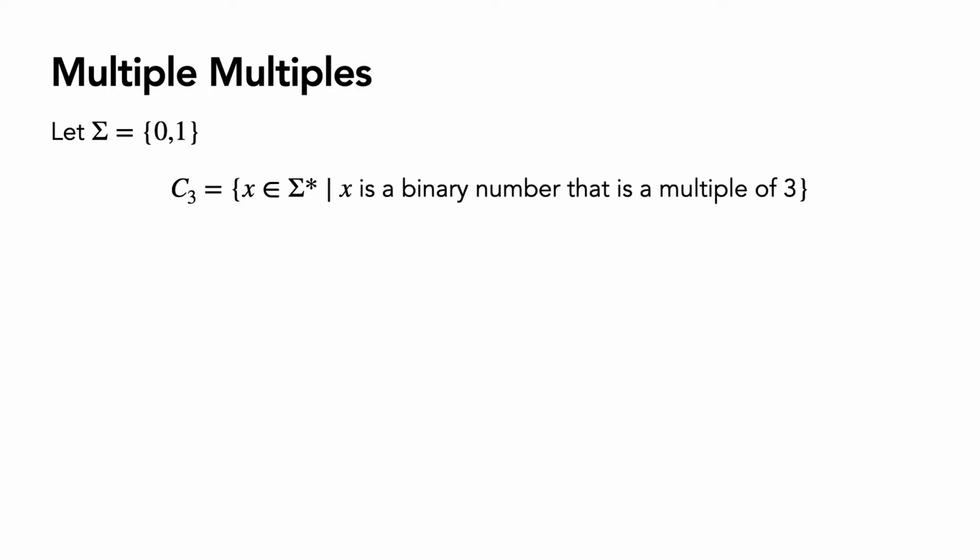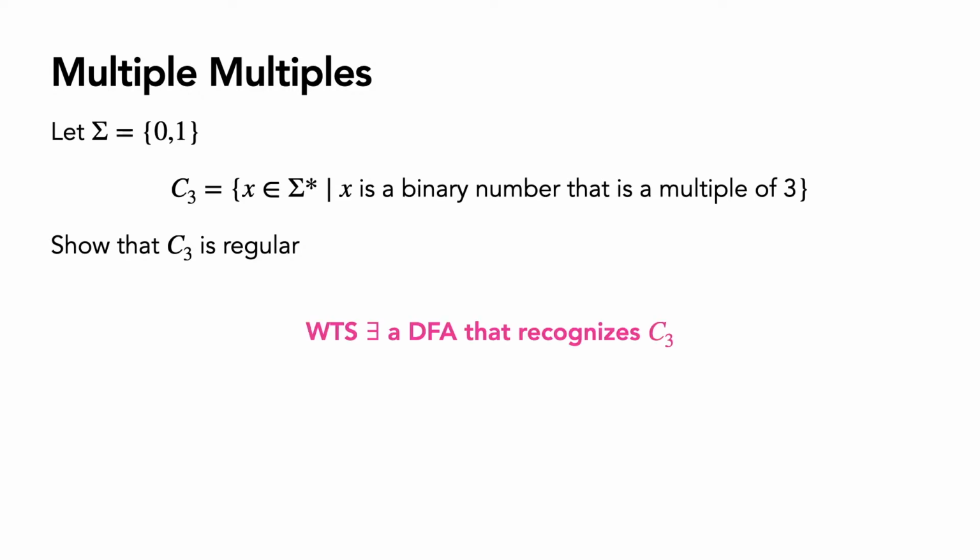So in this question, we're given an alphabet that's just 0 and 1. And then we also have this language C3, which is just the set of all strings that are binary numbers that are also multiples of 3. And then we're asked to show that C3 is regular. So the first thing that you should be thinking of when you see that we're trying to show that C3 is regular is we just want to show that there's a DFA that exists that will recognize C3. And then if we can show that this DFA exists, then C3 is necessarily regular.